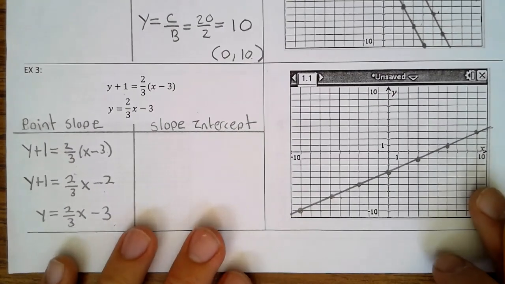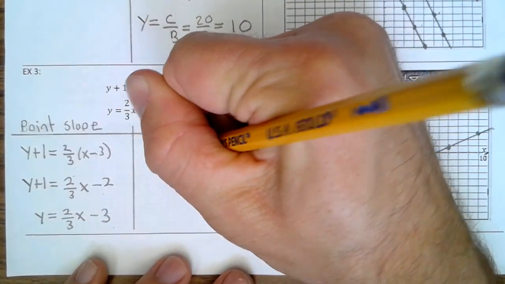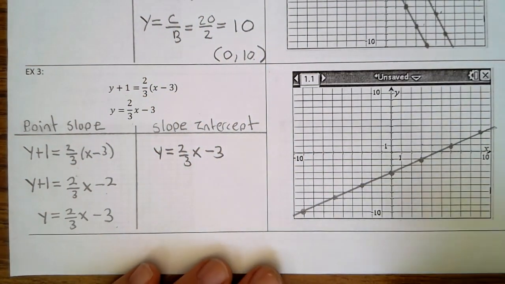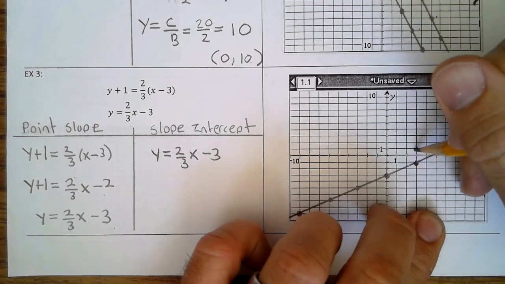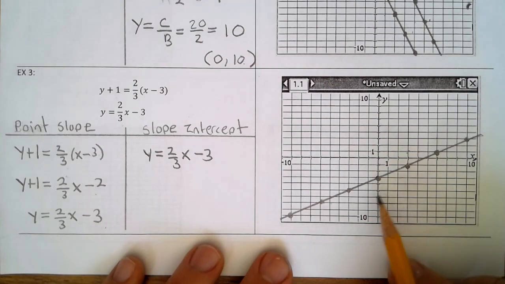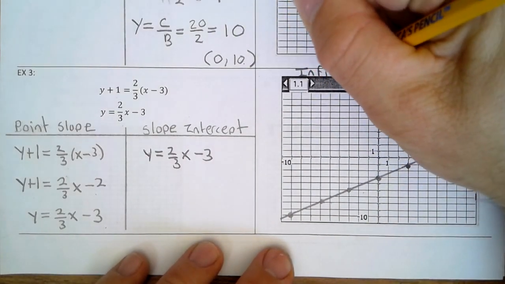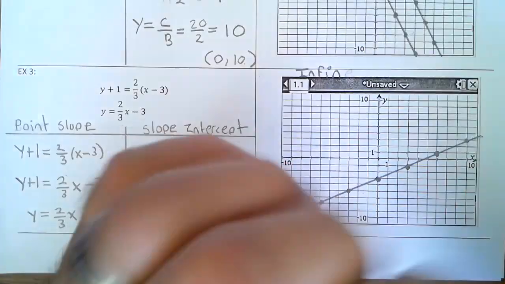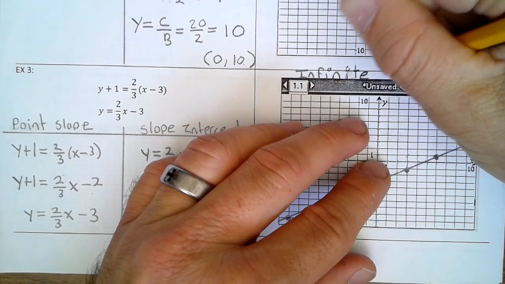Okay, so now let's look at the second equation. The second equation is in slope-intercept form, so we can just go from there. So here we start at 0, negative 3. We go up 2 to the right 3, up 2 to the right 3, up 2 to the right 3. We can see that it's the same line, so it's not no solution, it's infinite solutions.